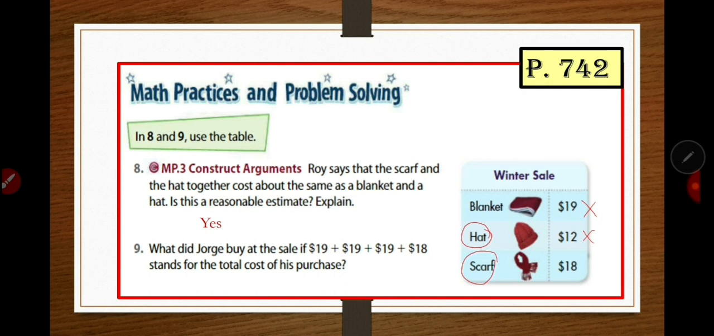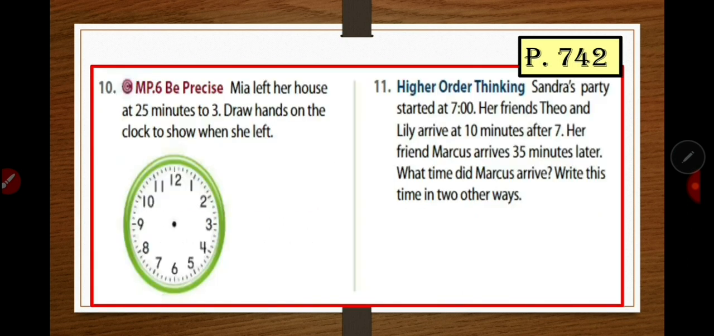What did George buy at the sale if $19 plus $19 plus $19 plus $18 stands for the total cost of his purchase? What is the answer? You have 1 minute to do that. Okay, done? The answer is George bought 3 blankets and a scarf. Okay, good. Next, number 10.